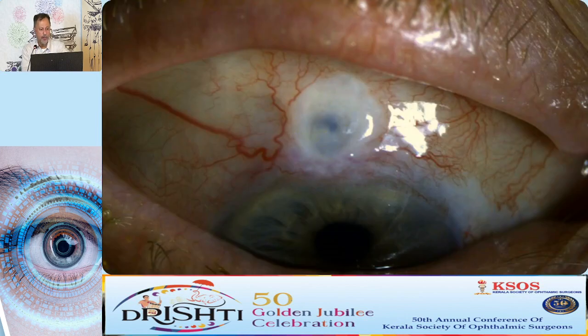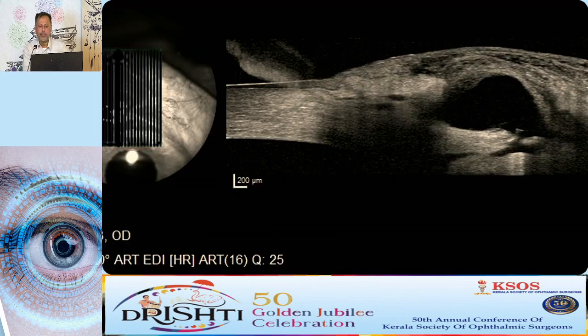I think I pressed the wrong button. Okay, and that's an OCT of that same bleb, and you can see that there's a ring of steel at the back, but there are areas through which that is leaking adequate aqueous to keep that intraocular pressure under control.